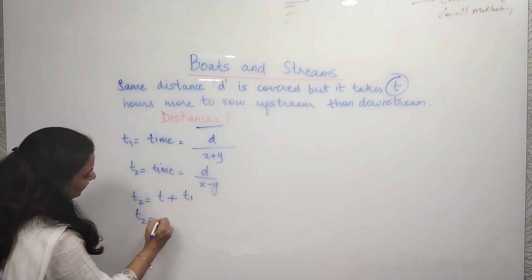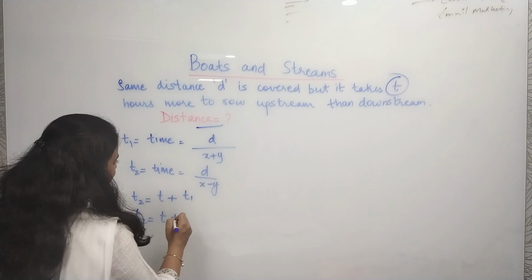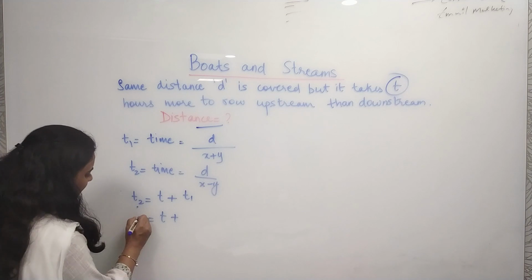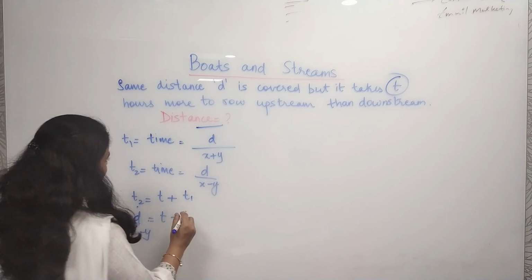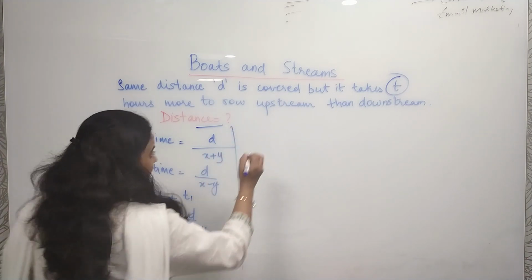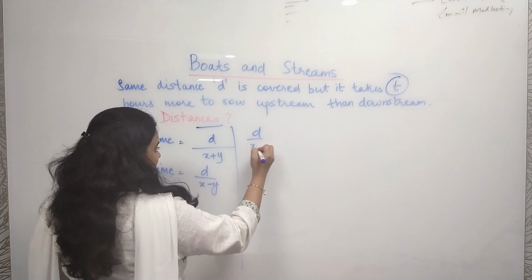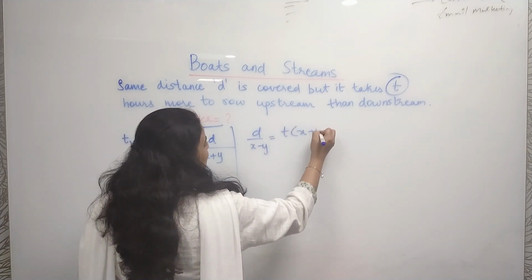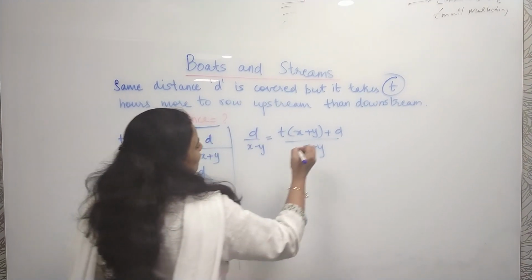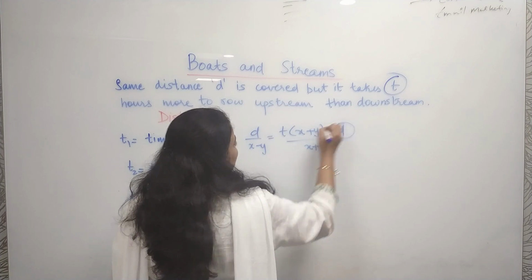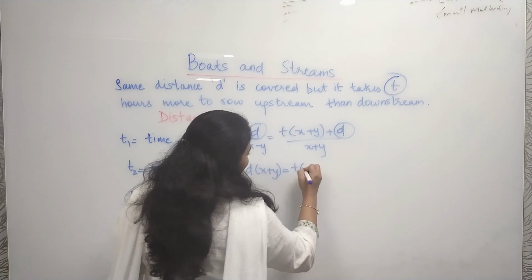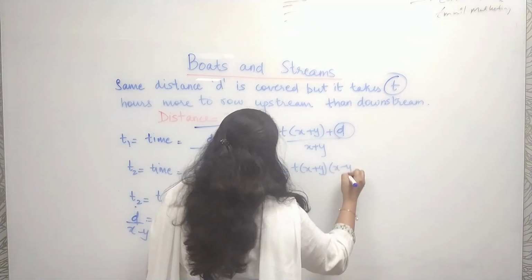Substituting the values, we get t2 is equal to t plus t1. We substitute the values of both t2 and t1, that is d upon x minus y will be t plus d upon x plus y. Solving both sides of the equation, we get d upon x minus y is equal to t into x plus y plus d upon x plus y. We need to find out the distance d. Therefore, we cross multiply and we get the following equation.